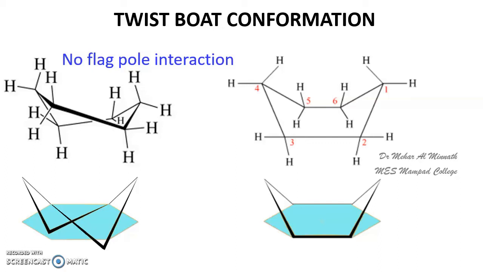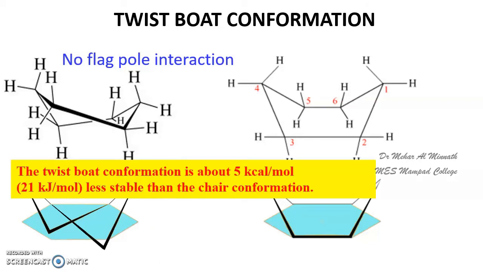Alright, now, even though twist boat form is more stable than boat form, it is not as stable as the chair conformation because of the angle strain and also a bit of torsion strain. You can see here the twist boat form is about 5 kilocalories less stable than the chair conformation, or it will be having 5 kilocalories more energy than the chair conformation.